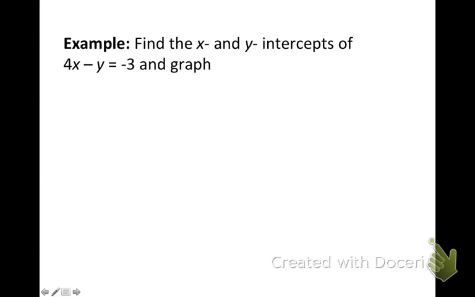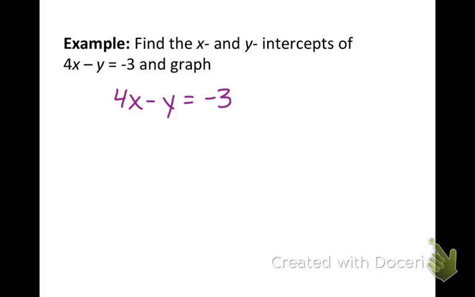Let's do some examples. First one, find x and y intercepts, and then graph. So we have 4x minus y equals -3. We need to find both the x and the y intercept. After I find the x and the y intercepts, I'm going to graph them. Then I will connect them, and now it'll make me have my line. The reason why I can easily find x and y intercepts here is because it is written in standard form.